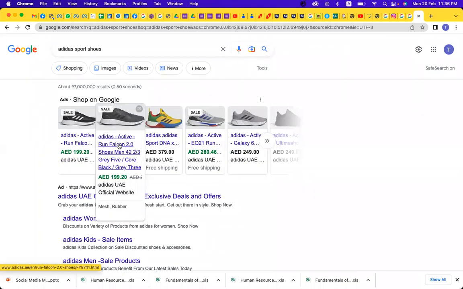So shopping ads are usually used by companies that deal with products. When you are selling a product, like a car, a shoe, or accessories, the best campaign, the best ad you should be creating for a company should be what? Shopping ads. This is how shopping ads look.